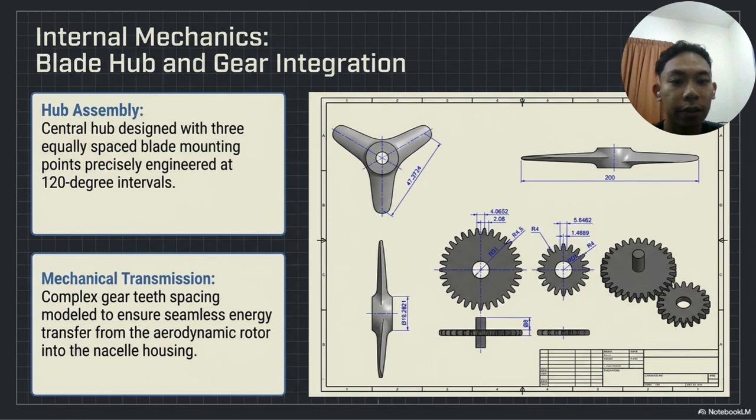We focus on internal mechanical designs, which are blade hub and gear integration. This hub was designed with three blade mounting points positioned at 120 degree intervals to balance rotation. Then the gearbox mechanism was modeled to precise gear spacing to achieve smooth power transmission. These mechanical components are essential for transferring rotational energy from the blades to the generator.